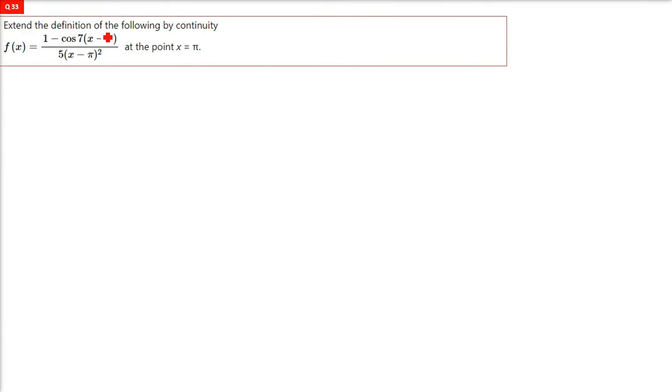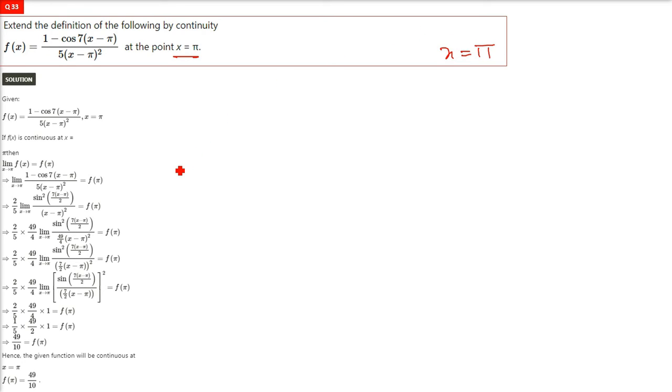Extend the definition of the following by continuity. We have to check at x equals pi. So we just have to find out the limit of this function at x equals pi, and that is going to be your f pi. Remember we have done a question just like that at f0 just now. So find out the limit, equate it to f pi, and that is going to be your answer.